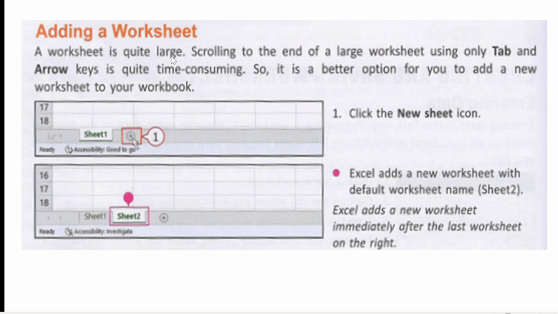How you can add multiple worksheets. A worksheet is quite large. Scrolling to the end of a large worksheet using only the tab and arrow keys is quite time consuming. So it is a better option for you to add a new worksheet to your workbook. Click the new sheet icon. Here you can see that plus symbol. Excel adds a new worksheet with the default worksheet name as Sheet2. So here you can see Excel adds a new worksheet. So this is how you can add as many worksheets as you want.